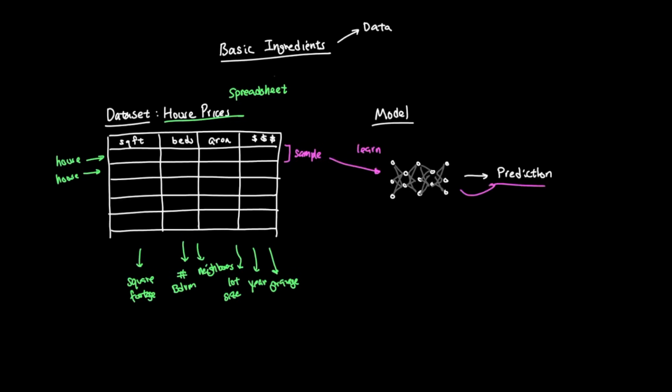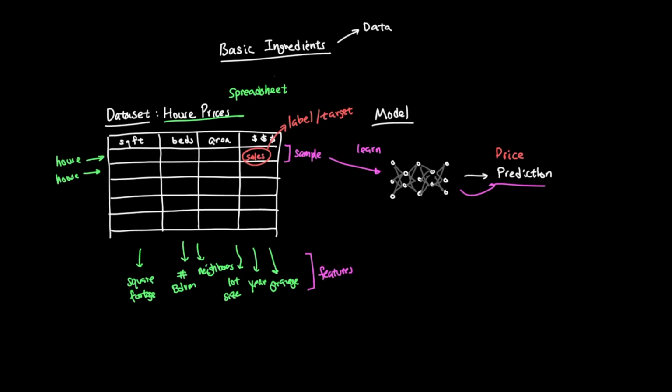The columns that describe the house are called features. A feature is an input variable that the model uses to make a prediction. In house price prediction, for example, the features are details about the home. The value that we want the model to predict is called a label or target. For house price prediction, the label is the sale price.